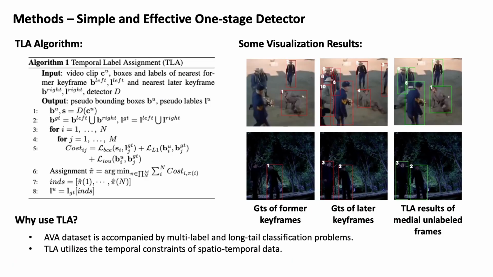As we know, the AVA dataset is accompanied by multi-label and long-tail classification problems. Hence, widely used pseudo-label generating methods produce low-quality pseudo-labels. To utilize the unlabeled part, SE-STAD proposes the temporal label assignment algorithm. TLA utilizes the temporal constraints of spatio-temporal data and treats pseudo-label generation as a label assignment process based on adjacent keyframes and predicted person proposals of the medial unlabeled frame. The assignment result is obtained by minimizing the cost.